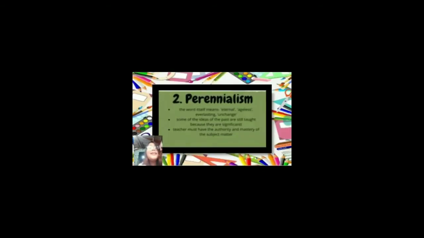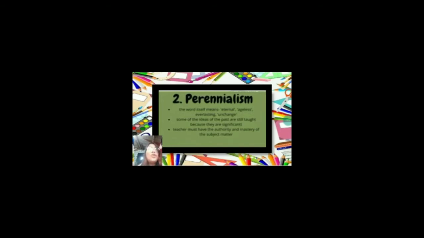The next one is perennialism. The word itself means eternal, ageless, everlasting, and unchanged. The truth is universal and not defined by circumstances of place, time, and person. To learn is to acquire an understanding of the great works of civilization. Examples of perennialism are the great books and the Bible. They are timeless, since even before they were already being used, and until now.